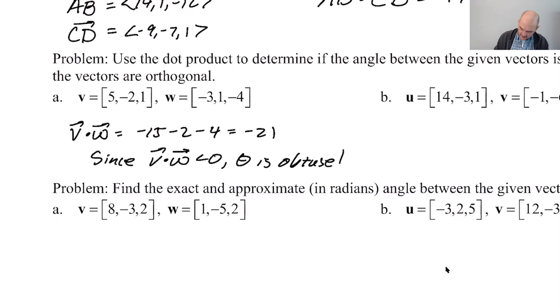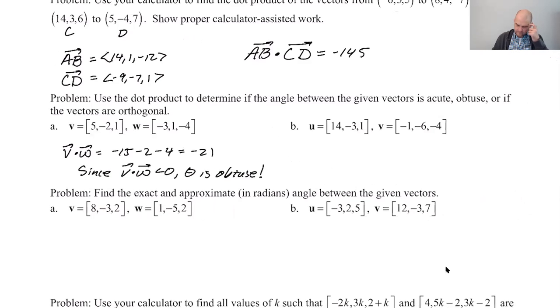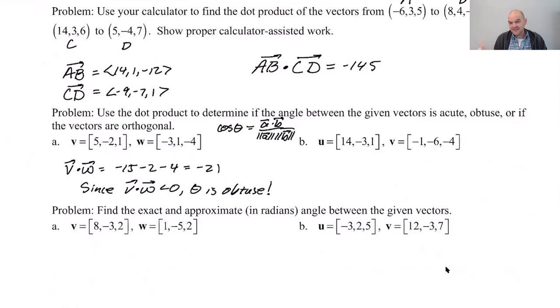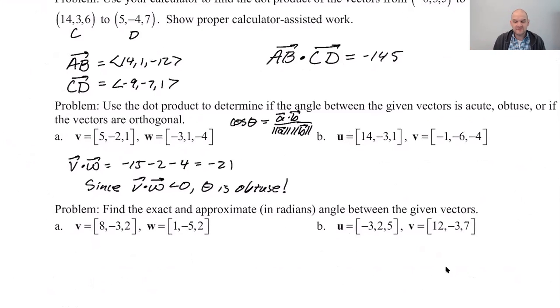So if you remember why, it's because the dot product is related to the cosine of the angle between them. So cosine theta is, let's say A dot B over the magnitude of A times the magnitude of B. The magnitudes are going to be positive, so the only way that this thing could be negative is if the dot product is negative.